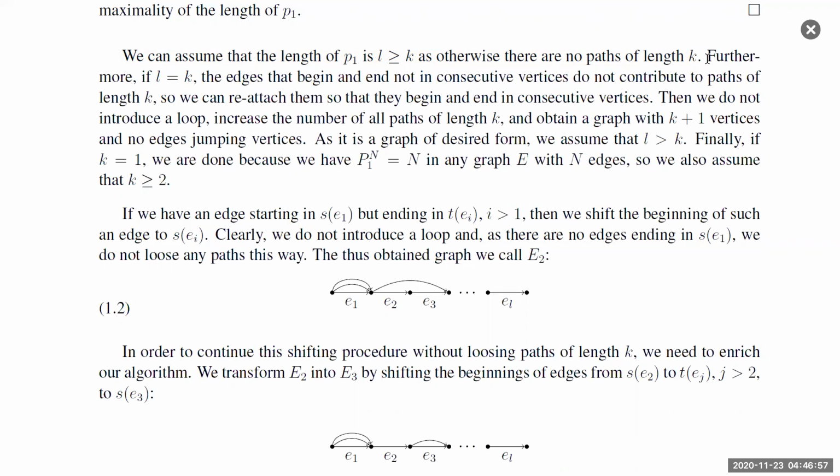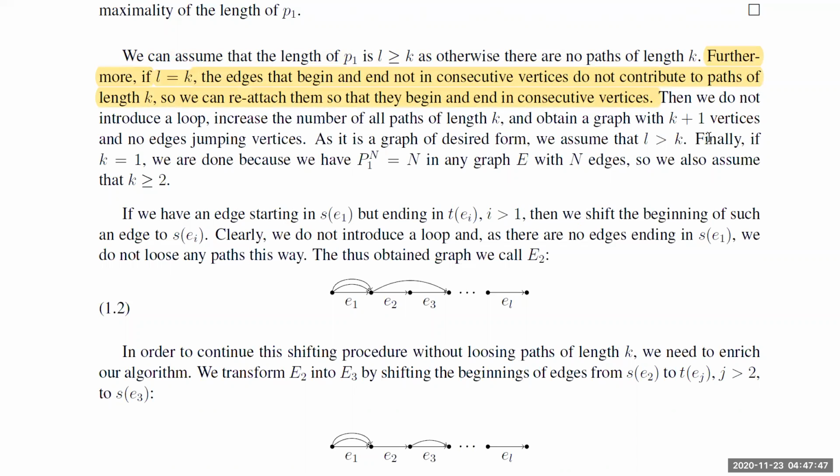Furthermore, if we are in a situation when L is equal to k, then the edges that begin and end not in consecutive vertices, I call them jumping edges, do not contribute to paths of length k, right? Because they make a shortcut. They jump over a vertex. So it means that they are in a path which has fewer than k plus 1 vertices, which means this is a path shorter than k. So such edges do not contribute to construction of paths of length k. So we can reattach them without losing any paths of length k, and we can reattach them in such a way that they begin and end in consecutive vertices.